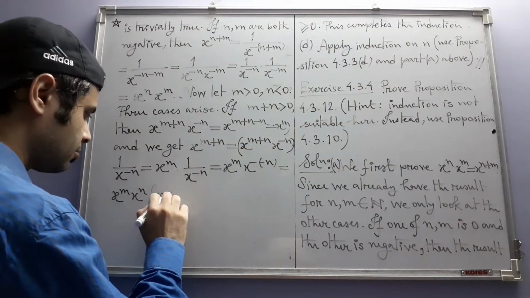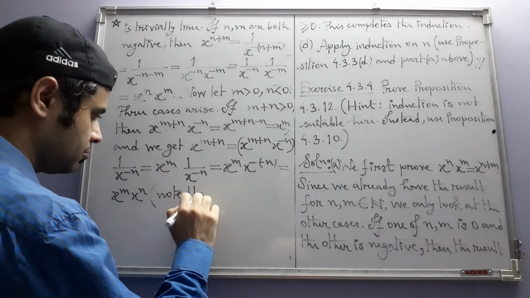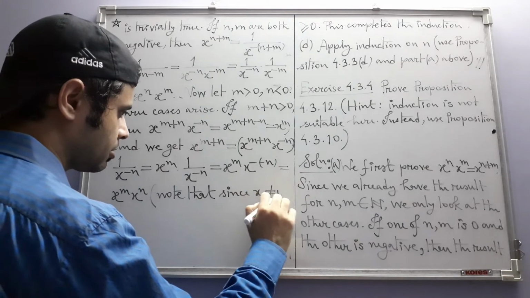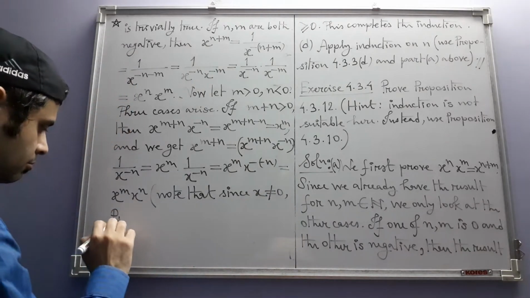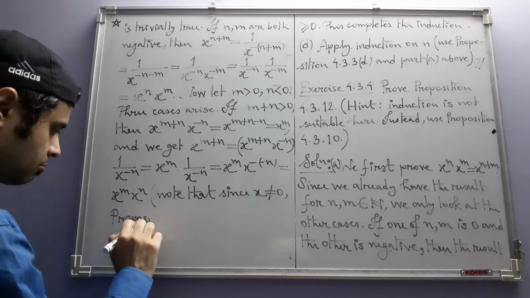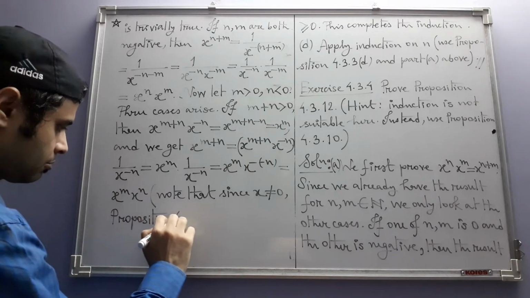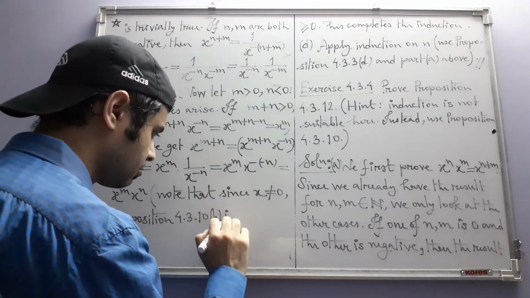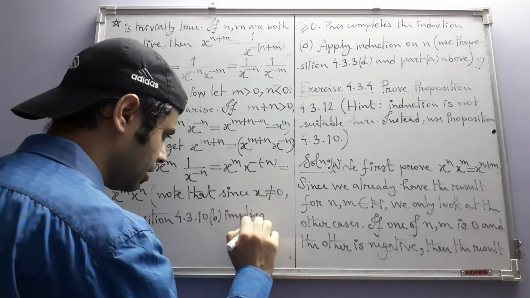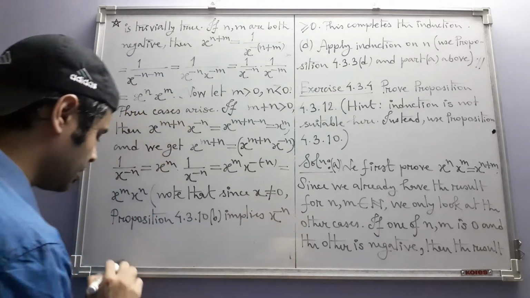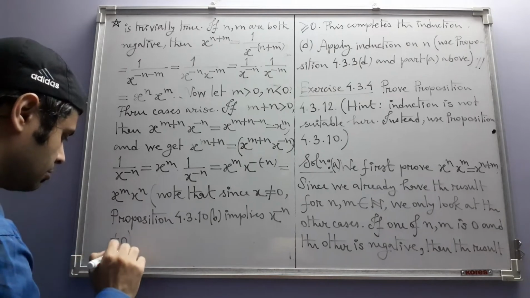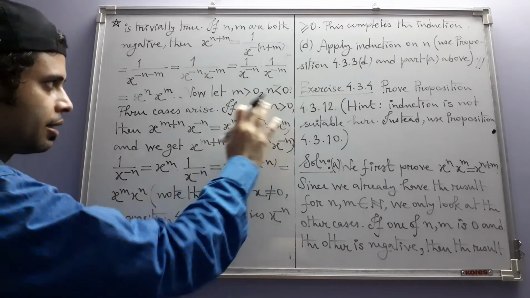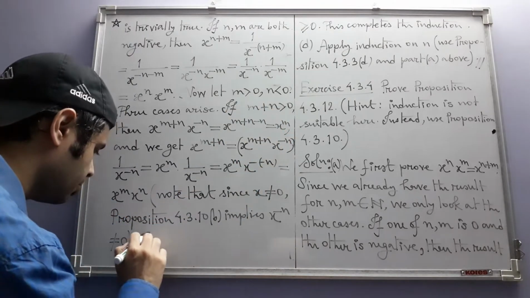Note that since x is not equal to 0, part b of 4310 implies x to the power minus n is not equal to 0. Okay, so this is only the case where m plus n is greater than 0.